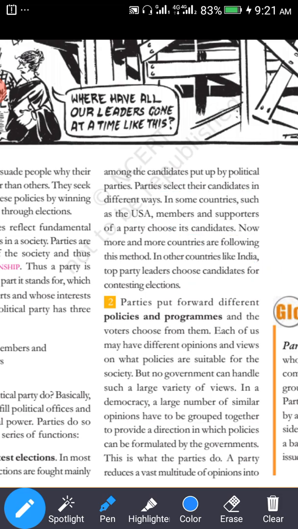Parties put forward policies and programs. Manifesto. I think you have heard the word manifesto. Have you heard it? Some of you have. What does it mean? It is the program they announce before the elections, and the voters choose from them. Each of us may have different opinions and views on which policies are suitable for the society. Now come to the sensitive point, related to the Ram Mandir. It was mentioned in the manifesto of BJP earlier and others also.